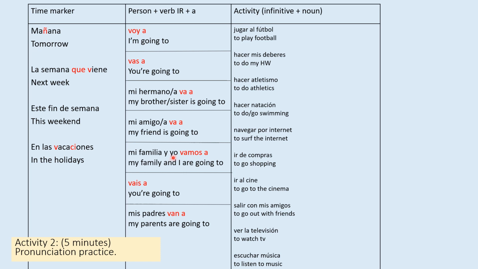Now, remember with this one, often students want to say something that they're going to do with some friends or family, with other people. And the temptation here is, because there's yo before it, to use voy. However, if you use voy, that means only you are going to do that action. So you need to make it the we form, nosotros, to include the other people doing the action with you. Next one, so repeat after me. Vais a. And finally, mis padres van a.